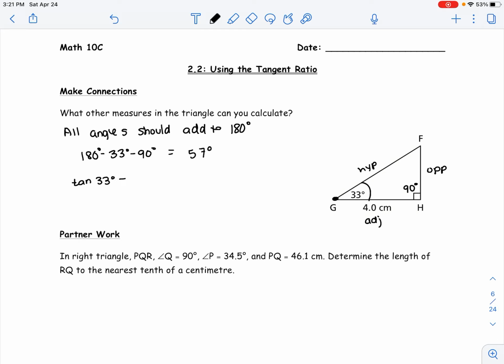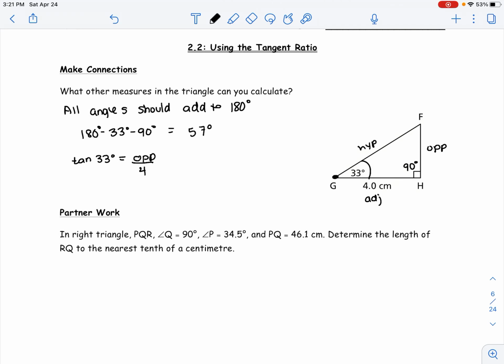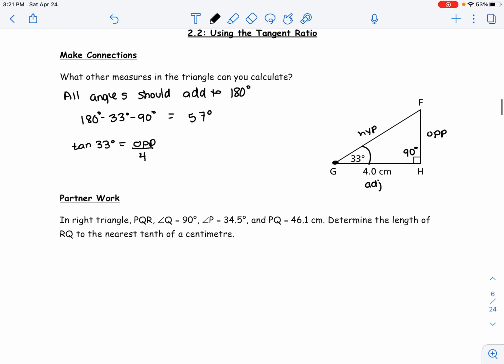So we have tan 33 degrees equals our opposite side. We don't know it, but we do know our adjacent is 4. So we can replace adjacent with 4. So as you can see, I can actually find my opposite side by moving that 4 to the other side. So once you have your opposite side, I would use my calculator and I would multiply by 4 because you want to get the opposite side by itself. So you're going to go 4 tan 33 in your calculator.